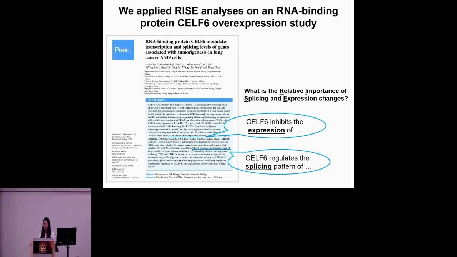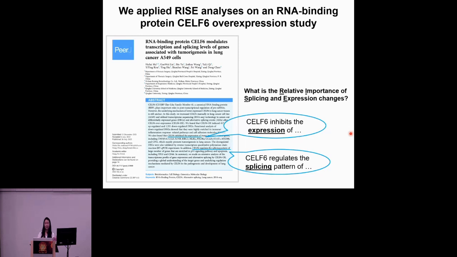So today in my presentation, I will show you one example here. In this study, the group was originally interested in understanding the role of this RNA binding protein SELF6. So they overexpressed SELF6 to understand its potential role as a tumor suppressor in lung cancer. The authors found several genes with expression and splicing changes. They found changes in both aspects, but they didn't know the relative impact of expression and splicing. And so now with RISE, we have a formalized mechanism to discuss this.